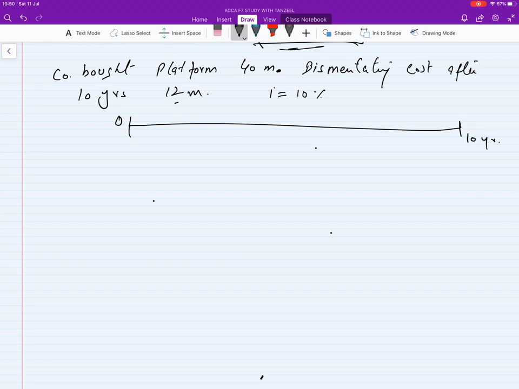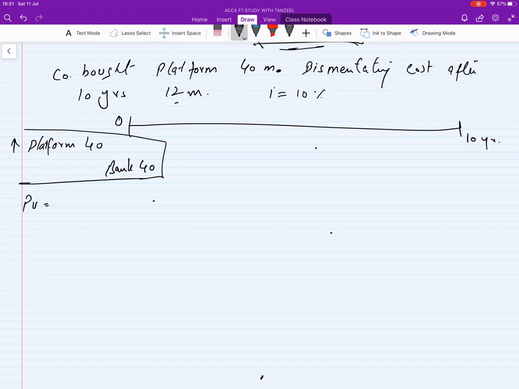So on the first day, what entry can you calculate? Platform 40 million debit, because you are increasing an asset, debit. And bank, you paid cash 40 million. This will be your double entry. And the next day we will calculate the present value, which I told you already.